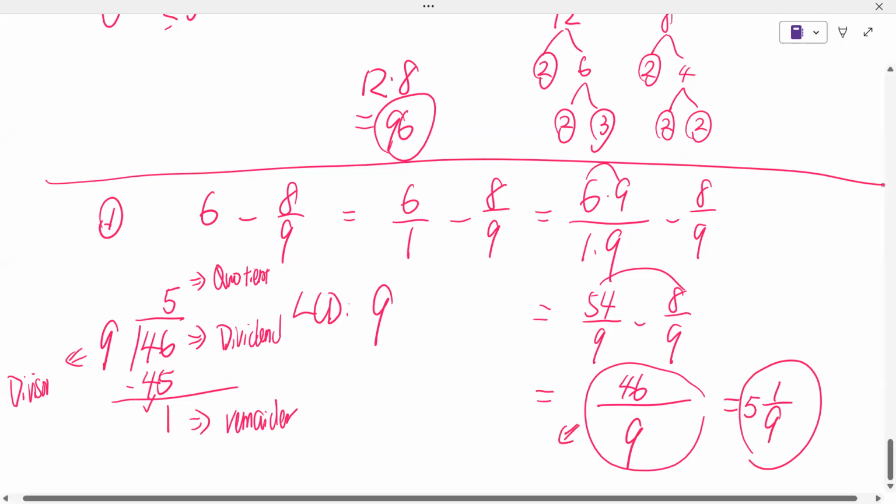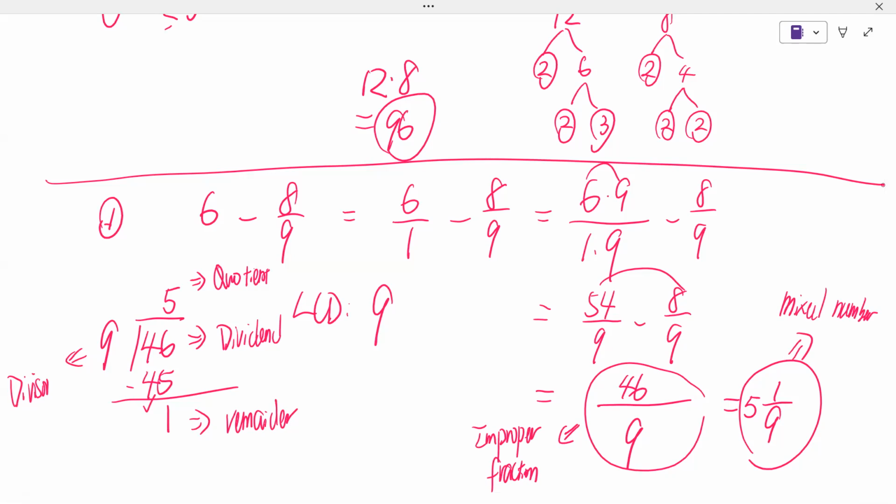This is improper fraction. And this is called a mixed number. Yeah, whole number with a fraction, mixed number. And that's how you handle this kind of situation.